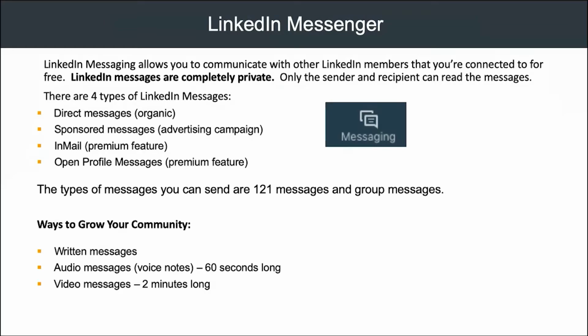There are 4 types of LinkedIn messages that you can send, and the first type is a direct message, which is organic with the free version of LinkedIn. The second type of message you can get is a sponsored message, which is part of a paid advertising campaign. The third type of message you can get is an in-mail, and this is a feature of the premium version of LinkedIn. There are 3 versions of LinkedIn: the free version, premium, and sales navigator.